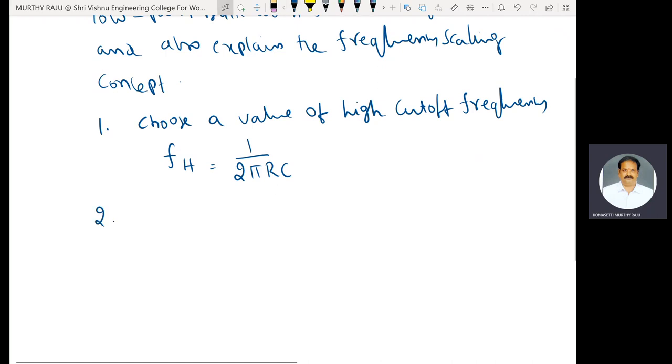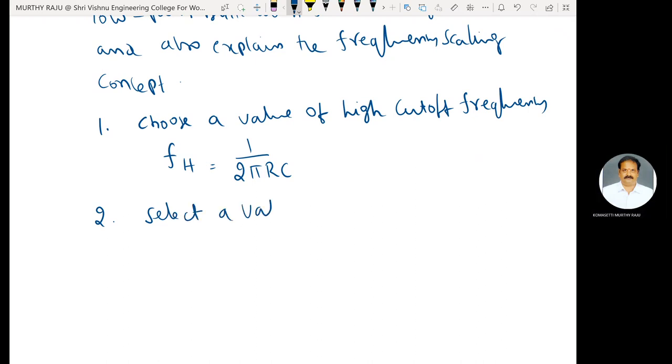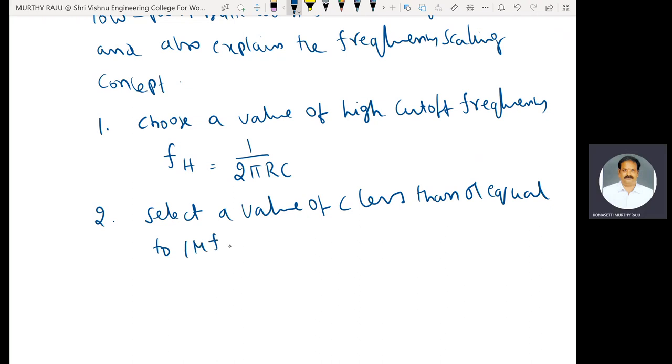Second one is select a value of C less than or equal to 1 microfarad. Generally we use C value 0.01 microfarad or 0.001 microfarad. Suppose C is equal to 0.01 microfarad.